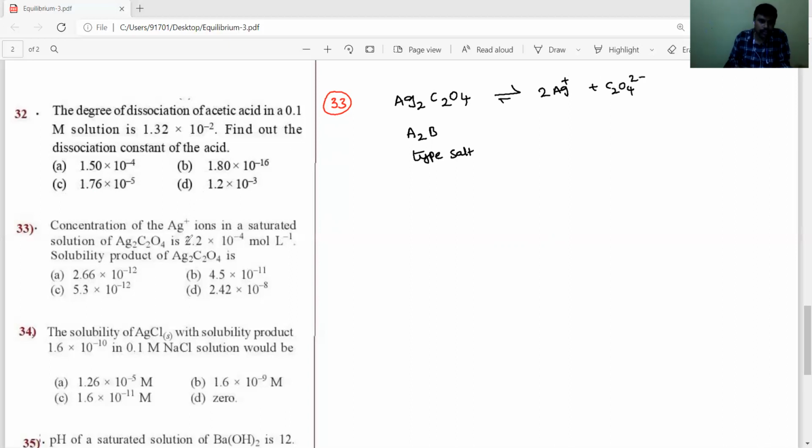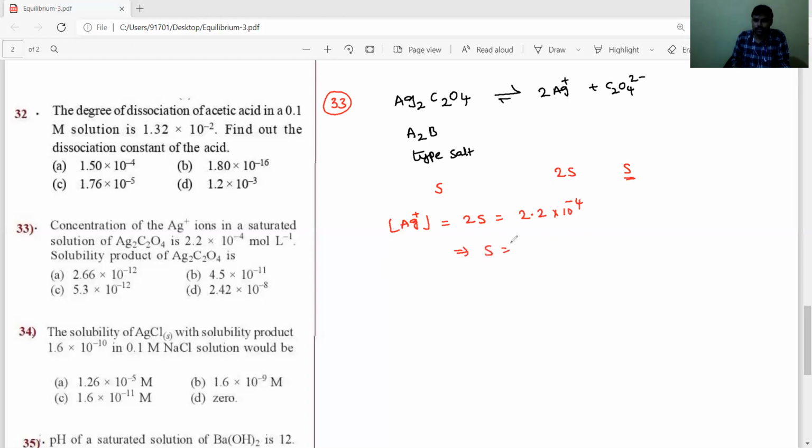So for this, what we have to find out, dear students? The solubility product we have to find out, and for this the concentration of Ag plus ions they gave. We know that this salt's solubility, let it be S, the Ag plus ion solubility is 2S and the oxalate ion solubility is S. The silver ion solubility 2S is equal to how much they gave, dear students? 2.2 into 10 to the power of minus 4.